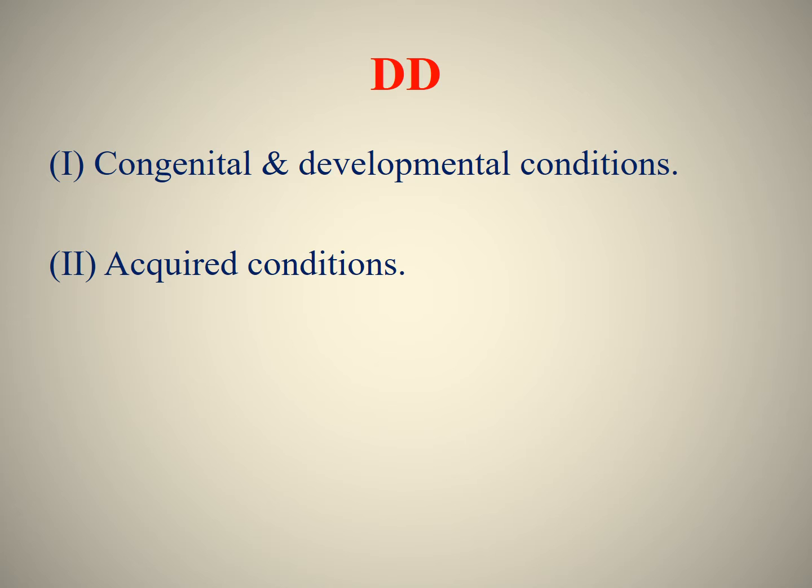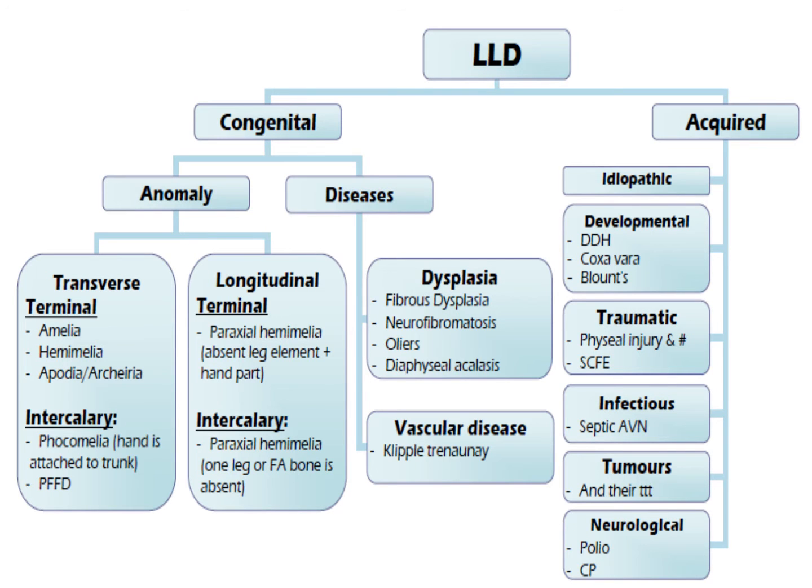Differential diagnosis includes congenital and developmental conditions and acquired conditions. Here is an algorithm for the differential diagnosis. The congenital, it may be anomaly or a disease. Anomaly may be transverse or longitudinal. Transverse, the example is for terminal transverse amelia and for intercalary phocomelia. Longitudinal, terminal, the example is paraxial hemimelia, the intercalary proximal hemimelia. The diseases may be dysplasia, like fibrous dysplasia, neurofibromatosis, or Ollier's disease. The vascular disease, like Klippel-Trenaunay syndrome.